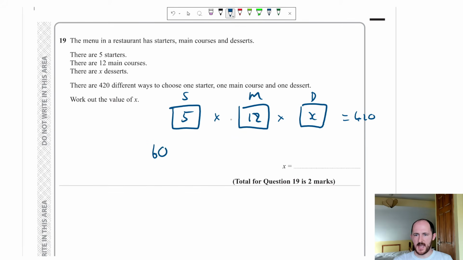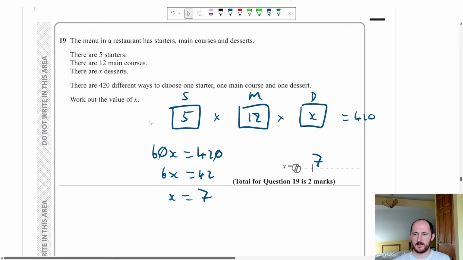So that means 60x equals 420. Again, divide by 10. So 6x equals 42, which means x would have to equal 7. There are 7 different desserts to choose from. Hopefully that makes sense with the product rule for counting. I like to use boxes and write the numbers in them. I have got a product rule for counting video if you're unsure.